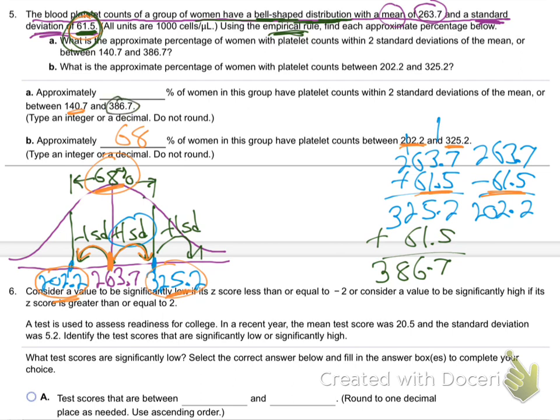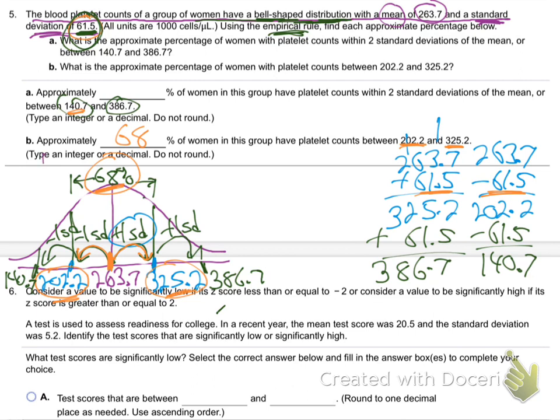386.7. That's right. And that's what this mark is right here. 386.7. And then if you go another one to the left, subtract 61.5 again, you'll get 140.7, which is that other number right here, 140.7. How much of the data is going to be in that region?